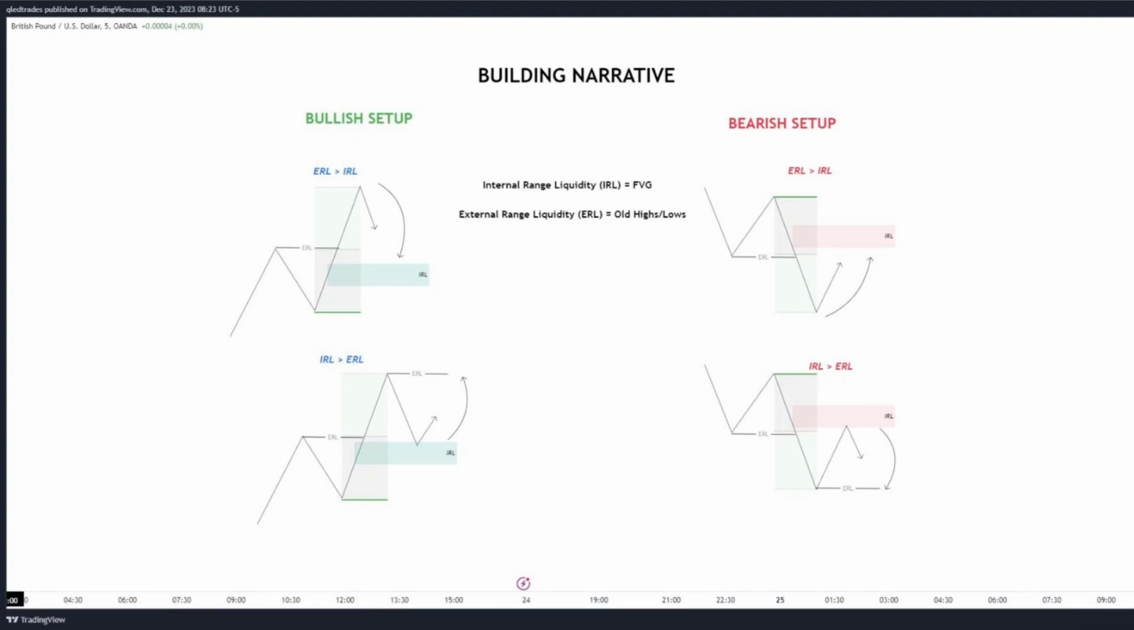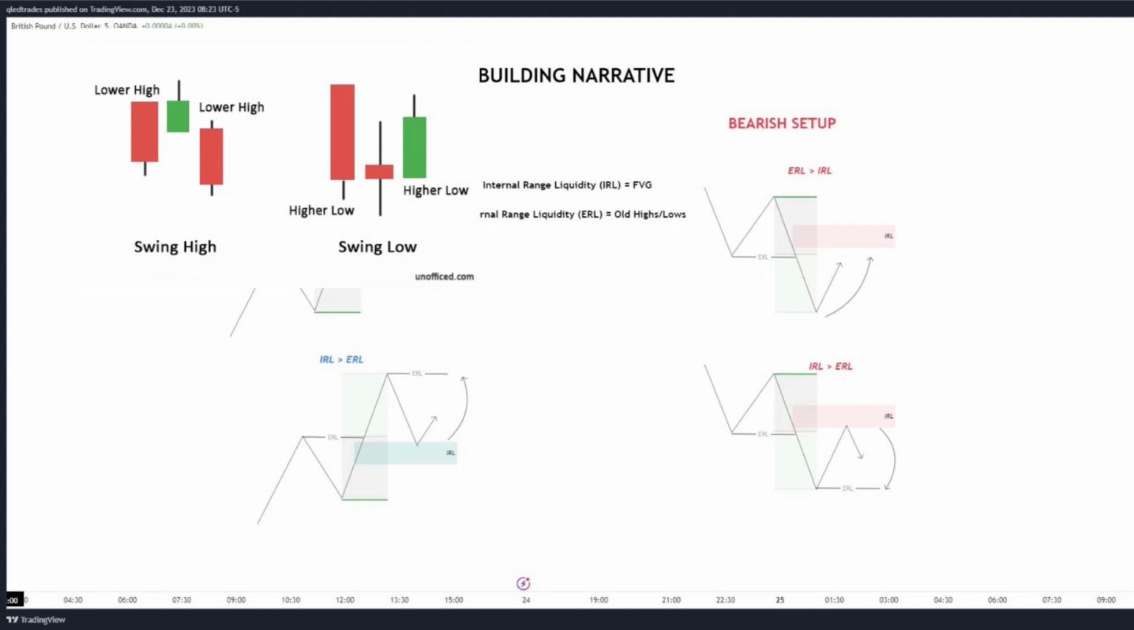Alright guys, so that's about it in terms of building your narrative using internal range liquidity and external range liquidity. So you're basically looking for fair value gaps that are premium or discounted depending on whether you're buying or selling. And then you're also looking for external range liquidity in relation to those fair value gaps. If you are selling premium fair value gaps, you're basically looking for price to target discounted external range liquidity, which is an odd low. And if you're looking at discounted fair value gaps, which is internal range liquidity, you'll be looking for price to target external range that's premium, which is odd highs.